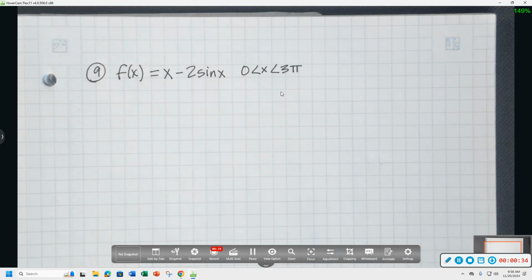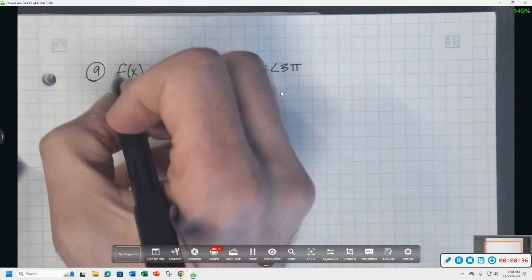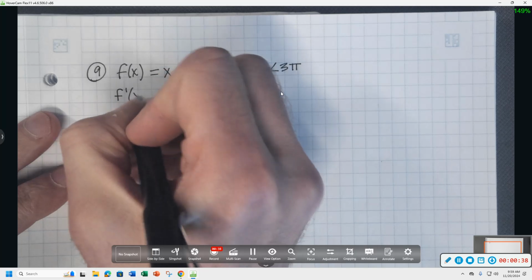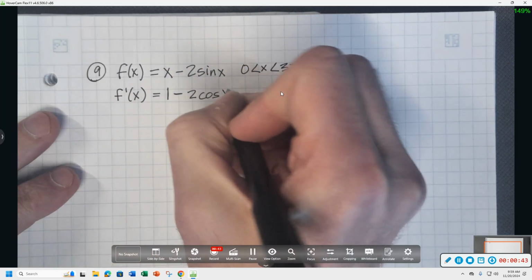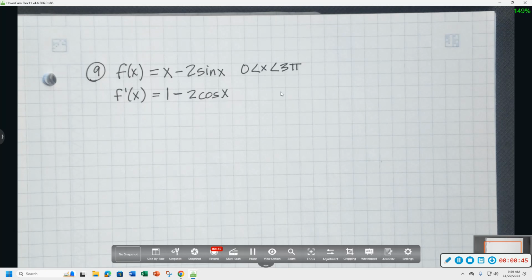We have to find the first derivative, and so when we find the first derivative here, our f prime of x is just going to be 1 minus 2 cosine of x. Since we are looking for intervals where it's increasing and decreasing, minimum points, maximum points, we need to find critical numbers. Our very first step in this process every time: take the derivative, figure out where the derivative is 0, where the derivative is undefined.